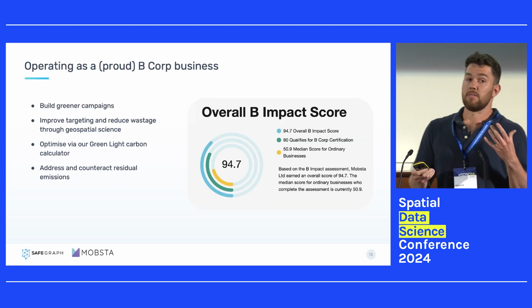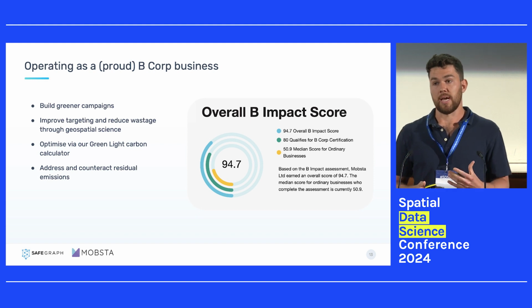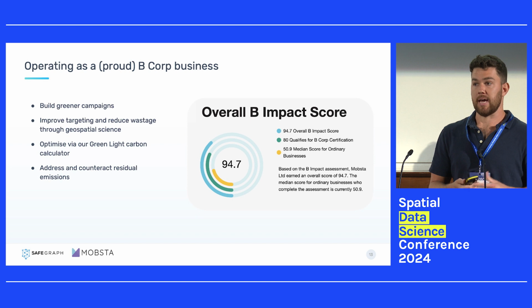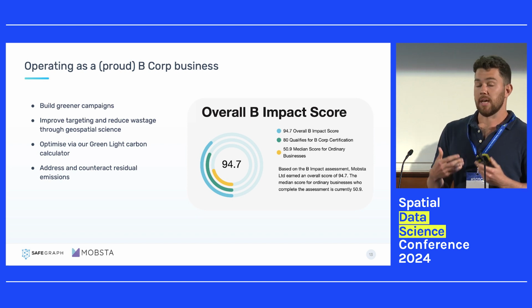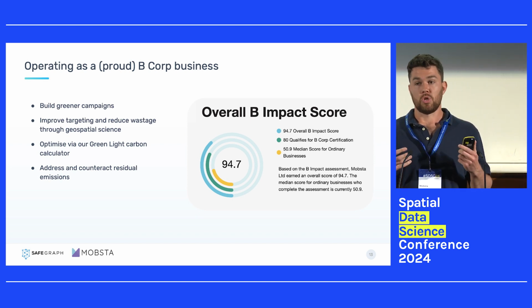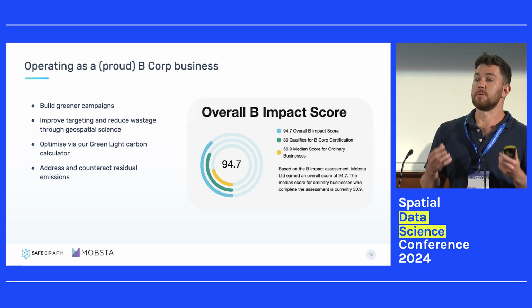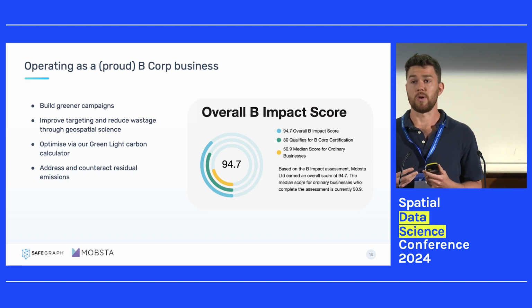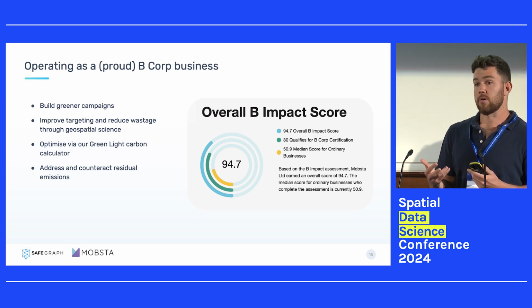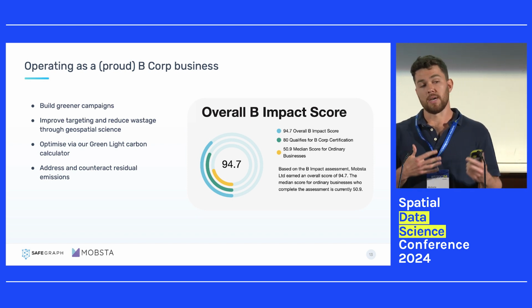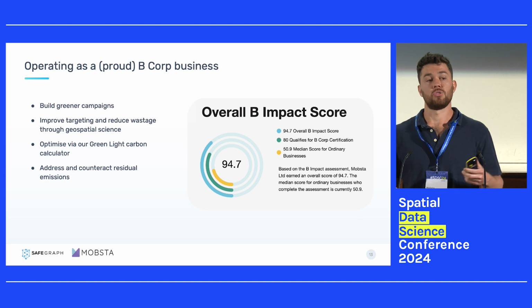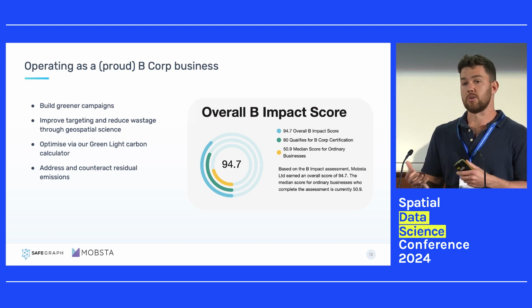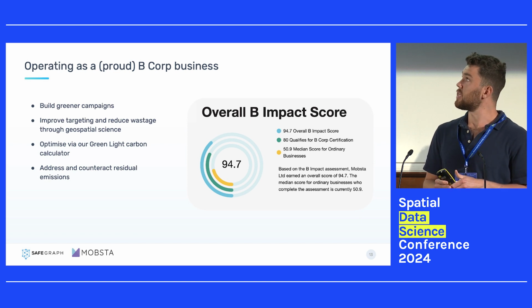And the relevance here is that accurate geospatial data is a core part of how we try and minimize that. So by working with brands like Safegraph, we're able to use the most accurate data possible to minimize the wastage of our campaigns. We then couple this with our Greenlight carbon calculator to optimize the format mix of what we use to reduce the overall weight of the campaign that we serve while still hitting those campaign objectives.